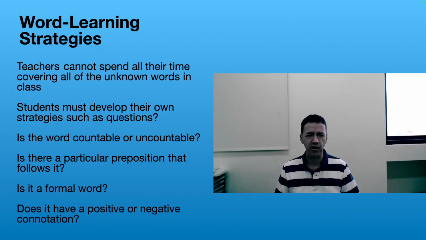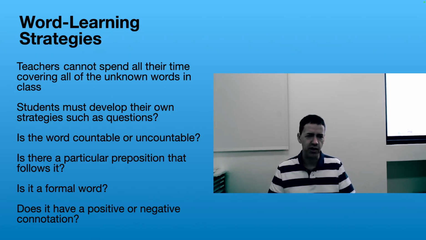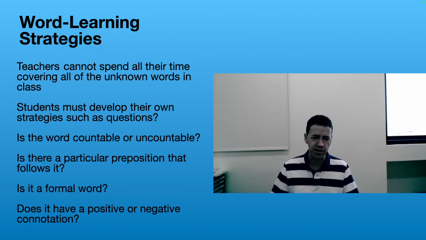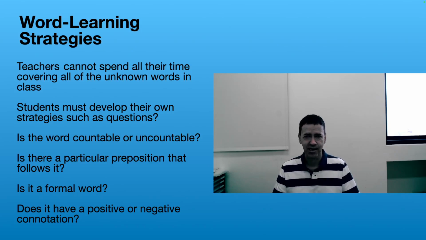So students have to develop their own strategies, such as questions. So they can start to make questions about words. Instead of just immediately going to the dictionary, they should ask some questions like, is it countable or uncountable? Is there a particular preposition? Is it a formal word? Does it have positive or negative connotation? These types of questions can help them to guess at least kind of what it is. Even if you can figure out that it's a negative personality trait, even if you don't know exactly what it means, they can still use it to understand the text, and they can look it up later.